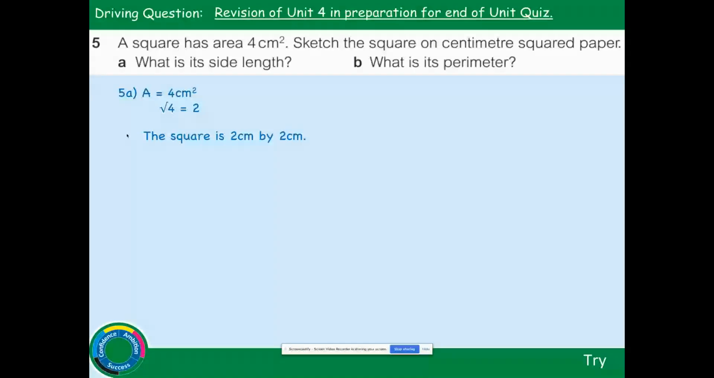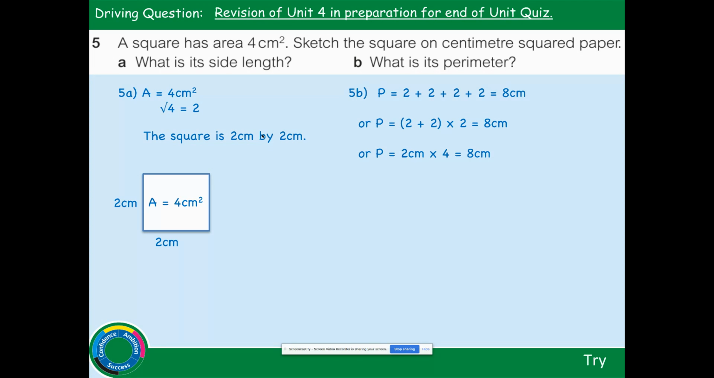So I now know my square, because all the sides are the same length, is 2 centimetres by 2 centimetres. So there it is. Mark on my area, and I'm going to mark on my sides. So to find the perimeter, we can do 2, add 2, add 2, add 2. That's one way of doing it.